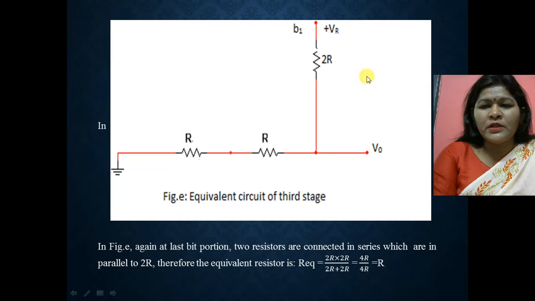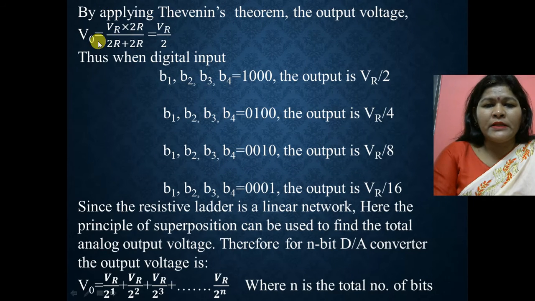So here this is how to calculate this one. We can draw the Thevenin equivalent circuit of the circuit, and when we find the output voltage, V naught is equal to VR into the resistance 2R upon the total resistance R plus 2R. So V naught equals VR by 2.